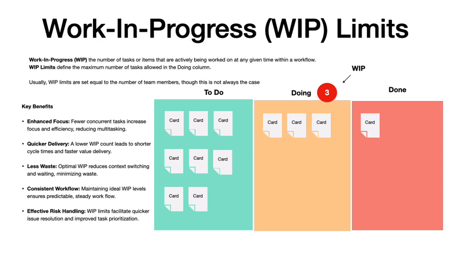Better risk management. Limiting WIP helps mitigate the risk of delays and blockers by ensuring that teams can identify and address issues more promptly. It also allows for better visibility into the status of work items, making it easier to prioritize and manage tasks effectively.